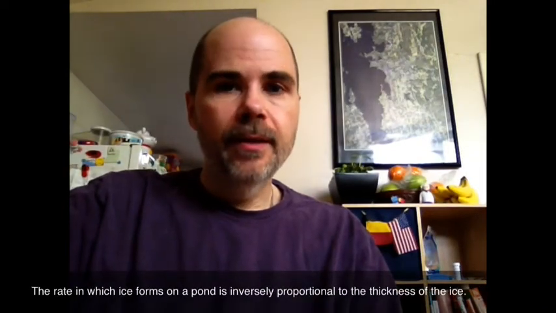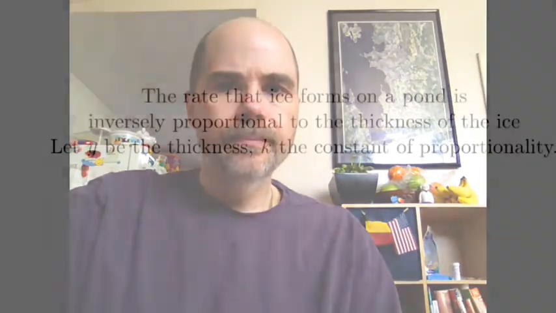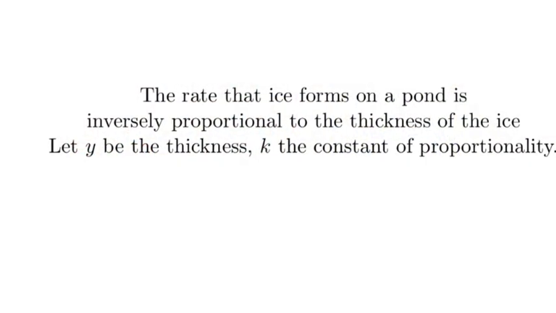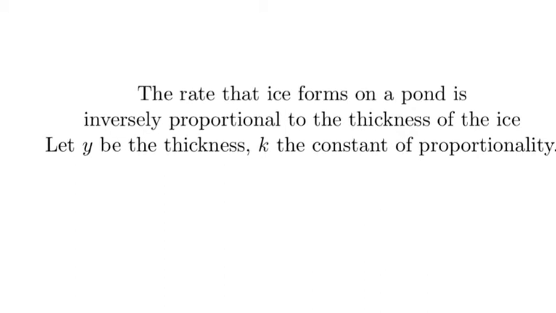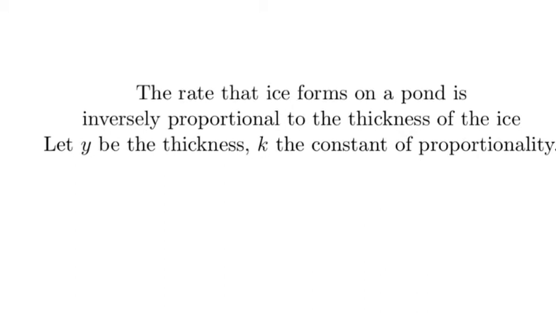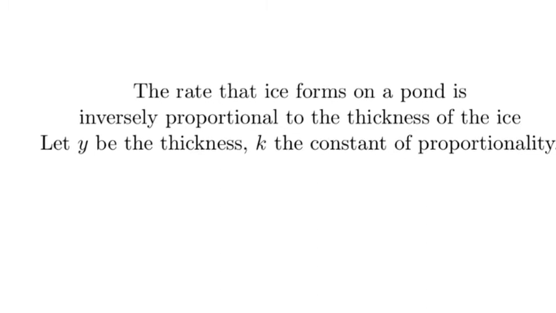Okay, our first problem is as follows. The rate that ice forms in a pond is inversely proportional to the thickness of the ice. Now what I would like you to do, dear viewer, is to come up with the initial value problem if y is the thickness of the ice, and we start with the ice just forming at this point. So you should pause now.